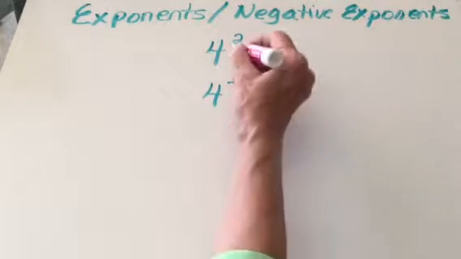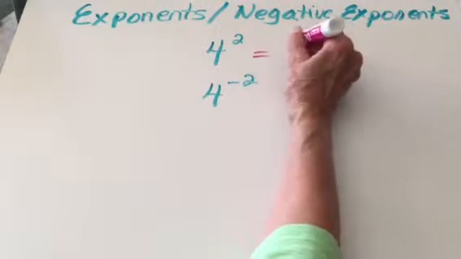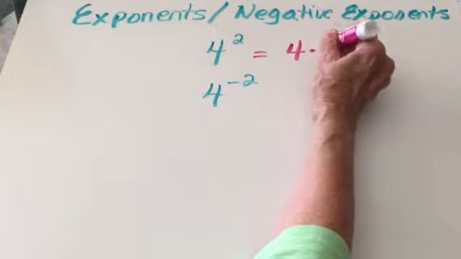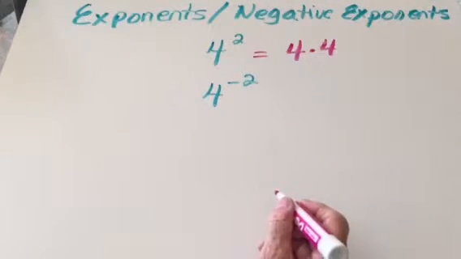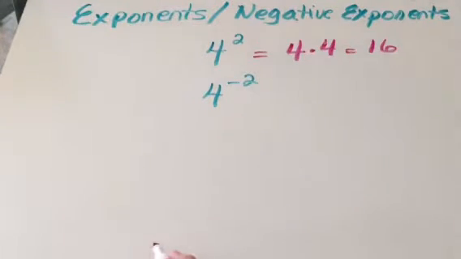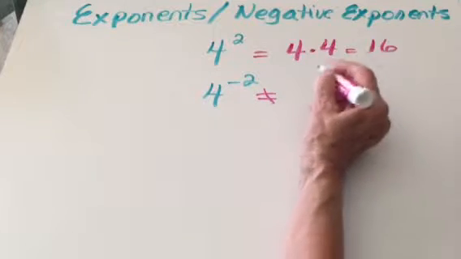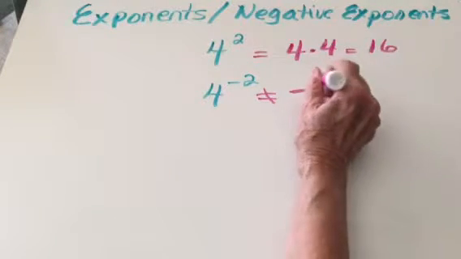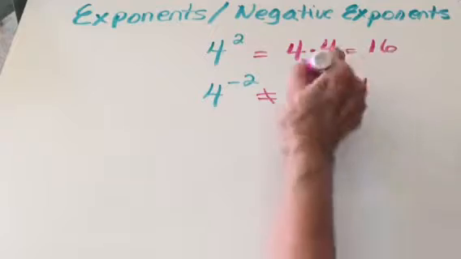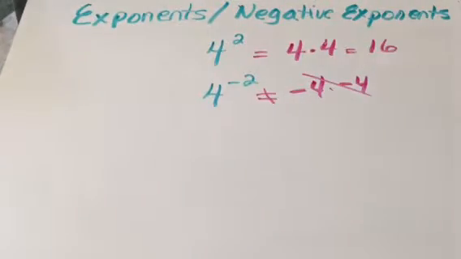All right, so 4 to the second power means this. It means 4 2 times, which, by the way, equals 16. Okay? But this does not mean this. It doesn't mean -4 times -4. It doesn't mean that at all. 4 to the -2 means this.